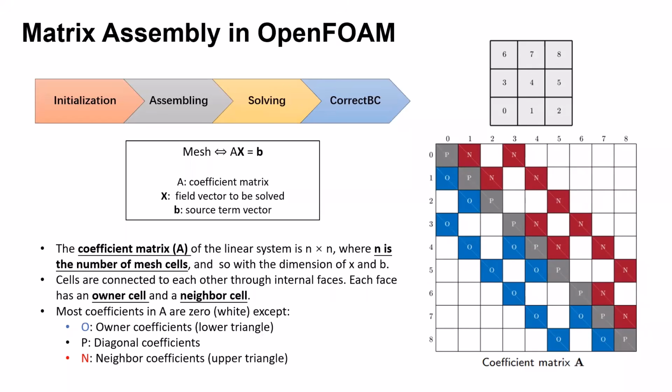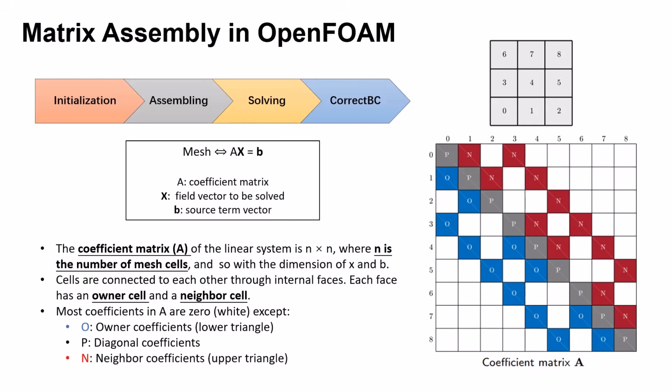Now we will briefly introduce matrix assembly in OpenFOAM. Actually, if we want to solve an equation, it usually needs 4 steps. The first is initialization, and then assembling, and solving, and correcting boundary conditions. The assembling procedure is mainly two things: constructing the coefficient matrix A and the source term vector B. And this figure shows the relationship between the matrix A and the mesh, and the rank of the matrix A is equal to the number of cells.